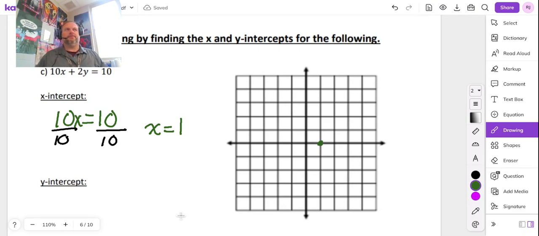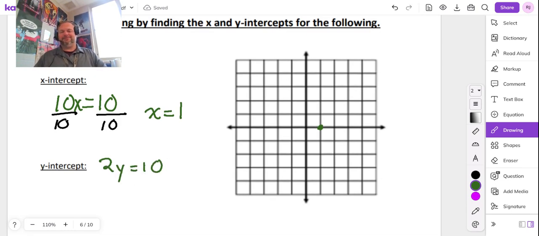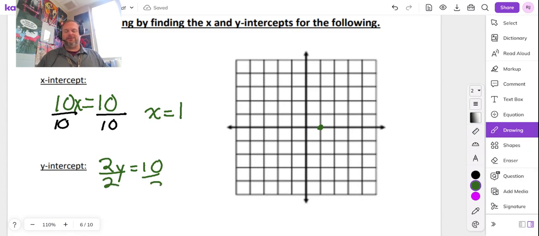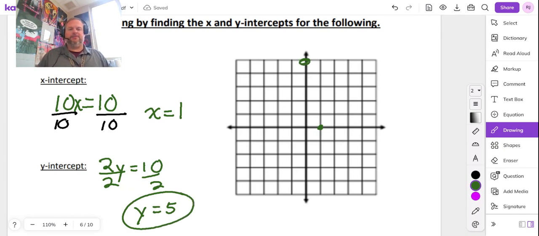All right. So our y-intercept should be 2y equals 10. And we divide. And I don't know why I wrote a 5. Probably because I knew that was going to be the answer. I bet nobody has ever done that before. Because none of y'all ever make mistakes.